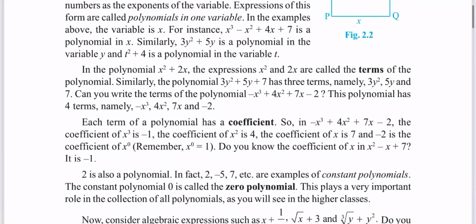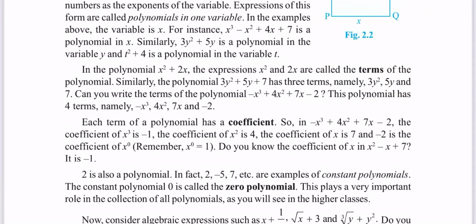Each term of a polynomial has a coefficient also. So, in −x³ + 4x² + 7x − 2, the coefficient of x³ is −1, the coefficient of x² is +4, the coefficient of x is +7, and the coefficient of x⁰ is −2. −2 is the coefficient of x⁰.